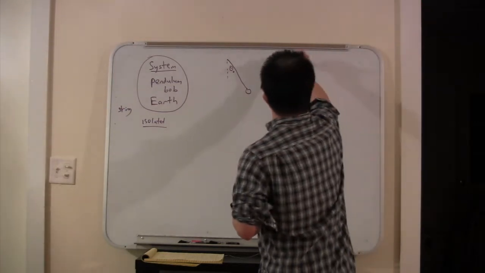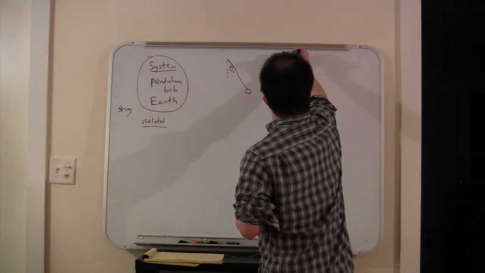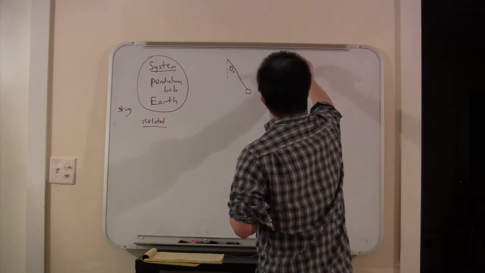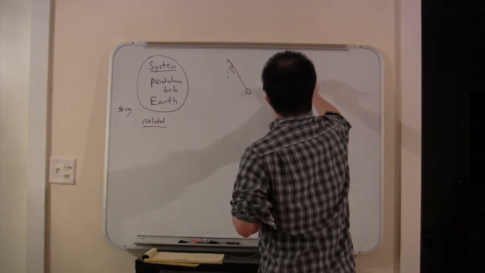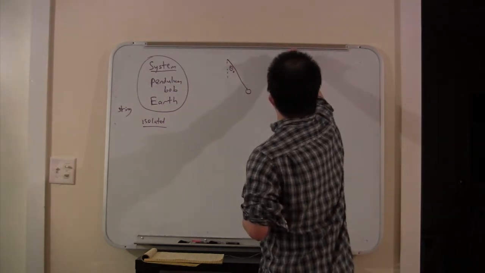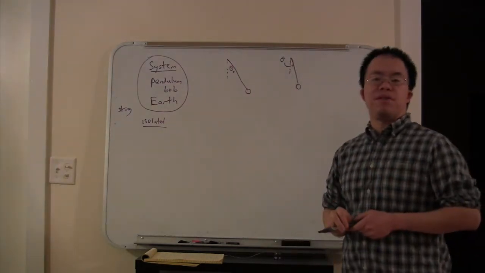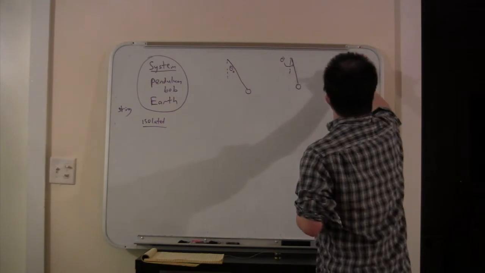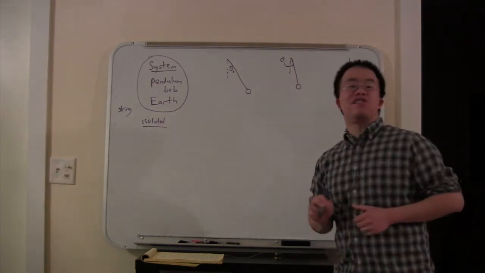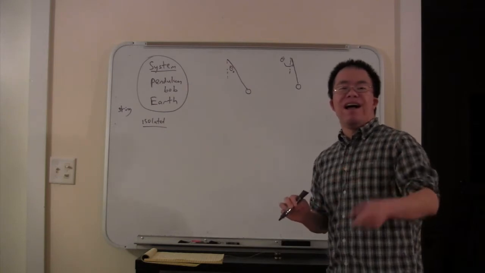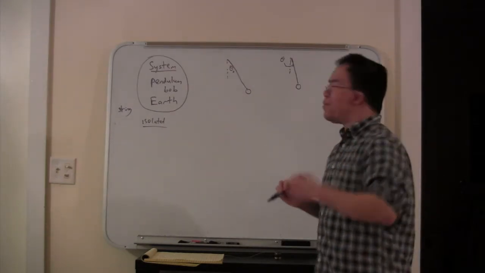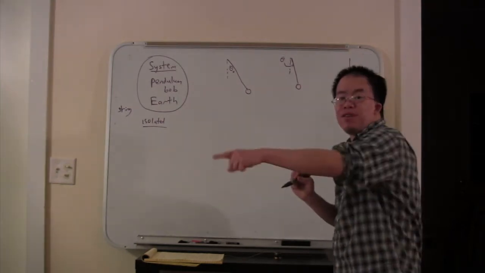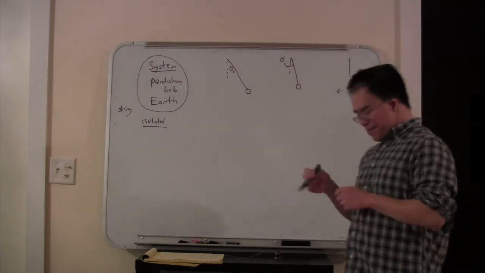Let me draw an intermediate point here, where the bob has started swinging, and now it's at some smaller angle, which I'll just label theta. And then let me also draw another instant when the bob is hanging straight down, so theta equals 0, and let's assume for the sake of argument that the bob is moving to the left. It doesn't matter which way the bob is moving.